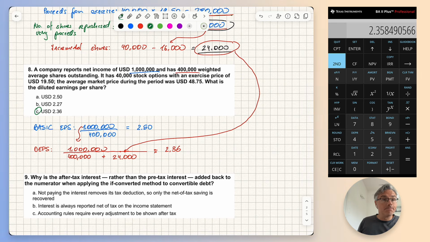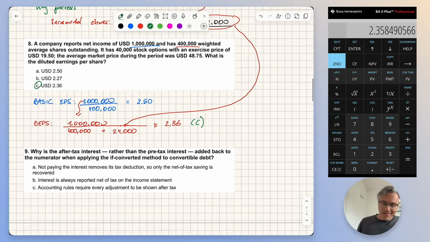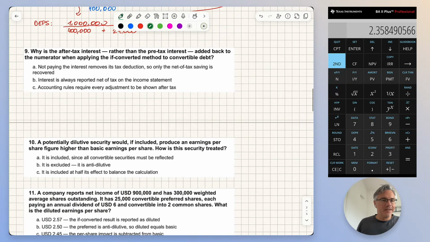So that's B. Is it B? No, that's C. Sorry, I'm highlighting answer C, but saying B. No, it is answer C. Just to confirm, C. Okay. The next question is a very theoretical one. No numbers need to be crunched here.